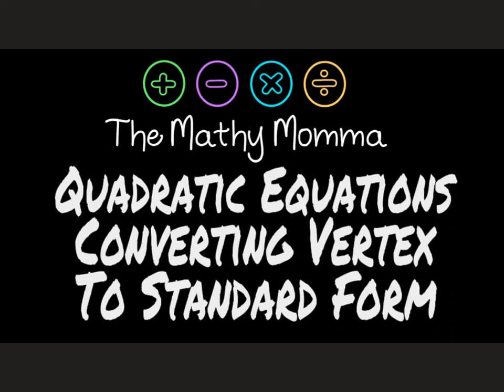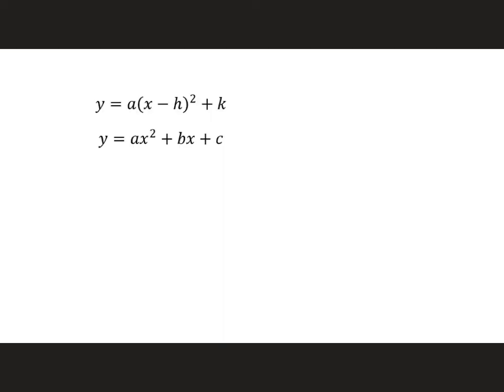This video is going to walk us through how to take a quadratic equation in vertex form and convert it to standard form. So remember that vertex form is y equals a times x minus h squared plus k. This is the one where if you have a point and a vertex, you would start with vertex form. It's easy to identify from a graph.